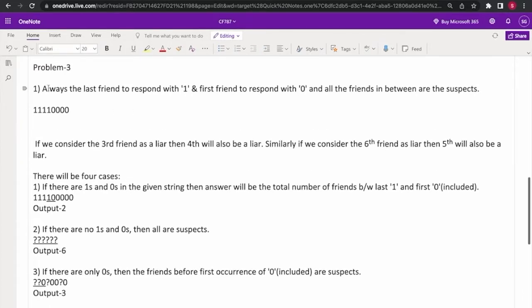It is very clear from this example that only the last friend who responds with 1 and the first friend who responds with 0 could be the suspect. Anyone in between could also be the suspect. This is because if this person is the thief, then this one will also be a thief because he also tells a lie, which is not possible. Also, if the second or the sixth friend is a thief, then this one will also be a thief because he tells a lie. This is not possible because in the question we are given that we have only one thief. So the last person who responds with 1, the first person who responds with 0, and anyone in between could be the liar.